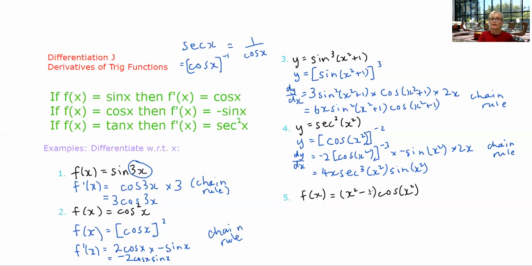Last one for this slide. What we've got here is we've got a product and we also have a function of a function. So product rule says first thing times derivative of second thing. The derivative of cos is negative sine. But we have an inner function that we need to multiply by the derivative of. Plus second thing times the derivative of the first thing.